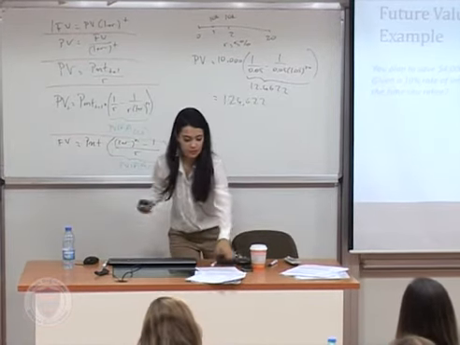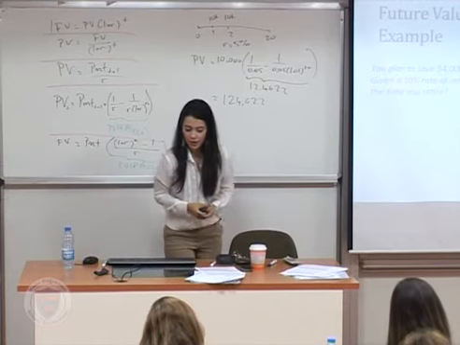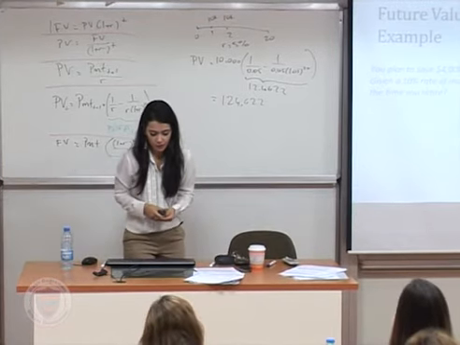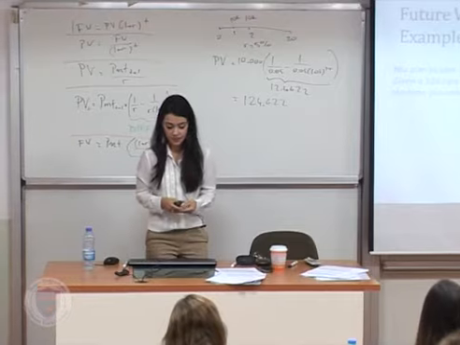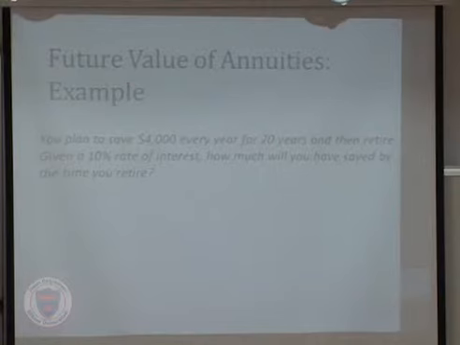Another question, just go over it very quickly. You plan to save $4,000 every year for 20 years and then retire. Given a 10% rate of interest, how much will you have saved by the time you retire? So it's an annuity question. You're putting a fixed payment of $4,000 every year for 20 years, and the question asks how much money you're going to have when you retire, if the interest rate is 10%.